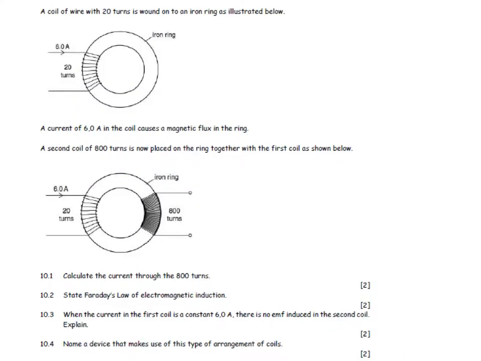We've got a coil of wire over here. It's got 20 turns on it and an iron ring. The current is 6 amps, and that causes a magnetic flux as it gets turned on. A second coil of 800 turns is now placed on the ring with the first coil. Calculate the current through those 800 turns. You are expected to know the number of turns in the primary, the current in the primary, the number of turns in the secondary, and the current in the secondary is just a ratio.